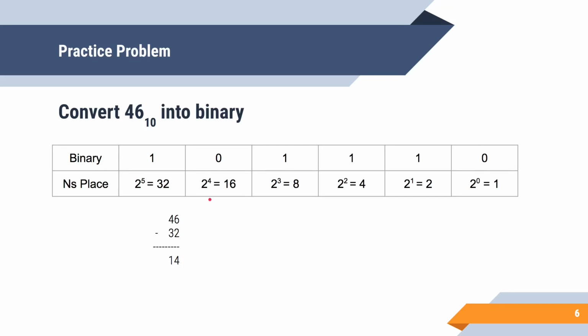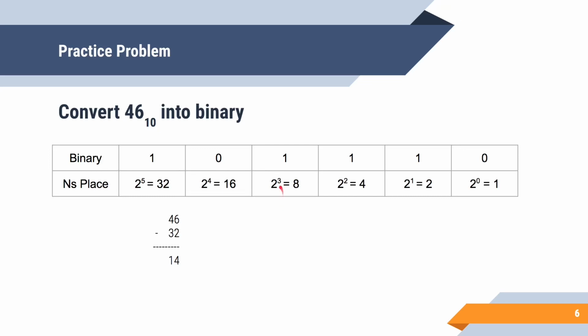So we look at the next thing. 2 to the power 4 equals 16. 16 cannot fit into 14 because it's too big. So we put a 0 here, right? Because that is the 2 to the power 4 slot. We don't have a 2 to the power 4, so we don't have a 1 there. It's a 0 because we can't fit a 16 here.